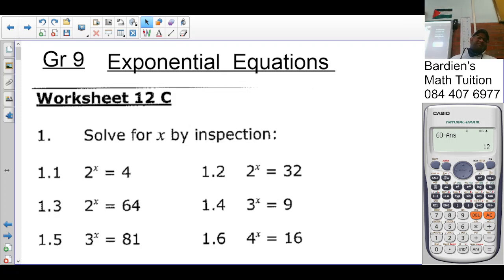People, good morning class. Today we have a special edition. Exponential equations.